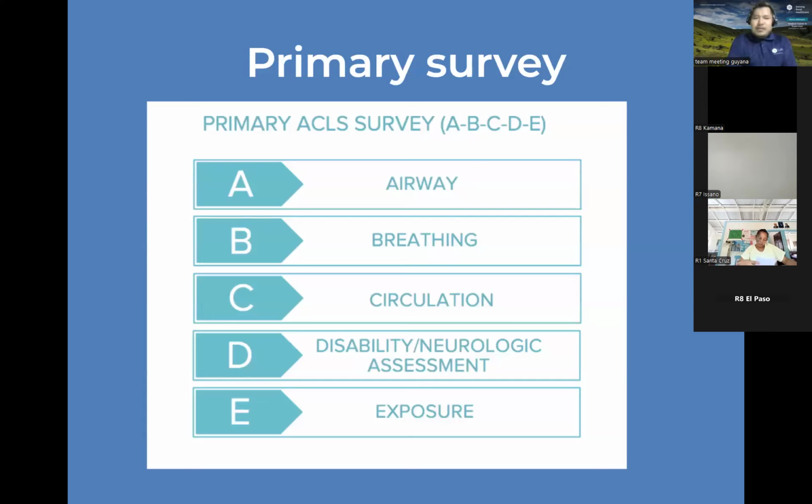So we talked a little bit about the ABCDE, which is also known as the primary survey. We know A is for airway, B is for breathing, C is for circulation, D is disability or neurologic assessment, and that is basically assessing the patient's level of consciousness, and E is exposure. We'll get into this in a little more detail in a bit.